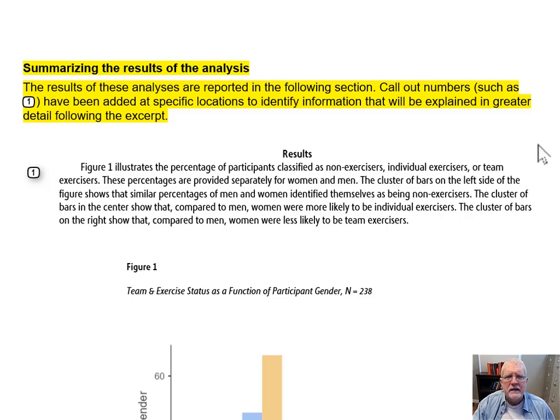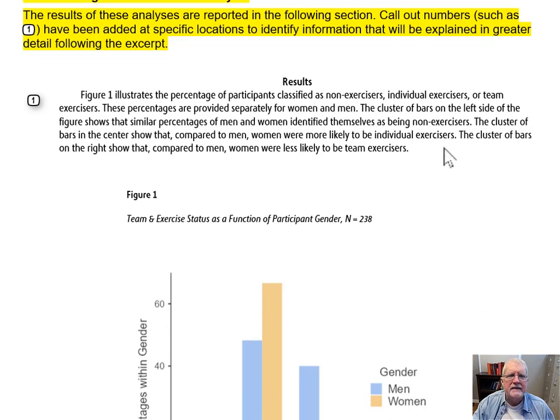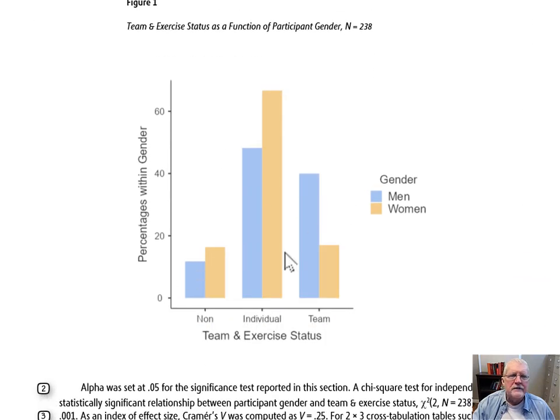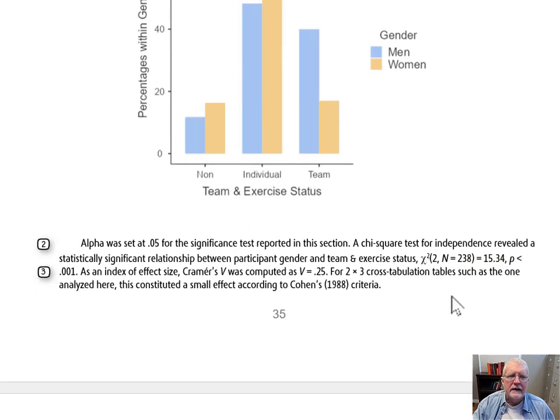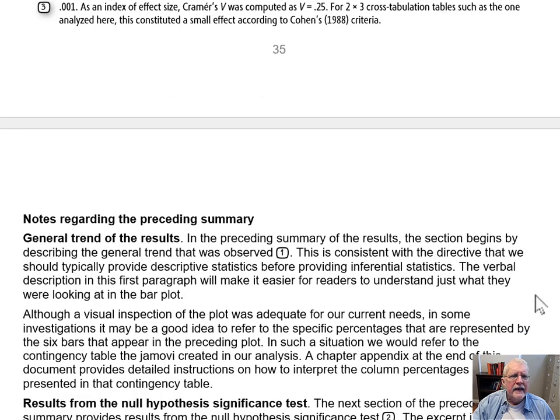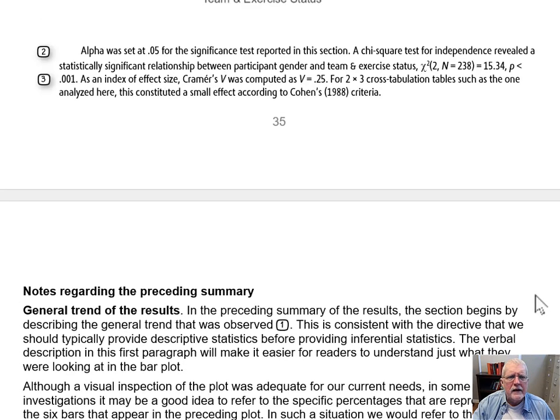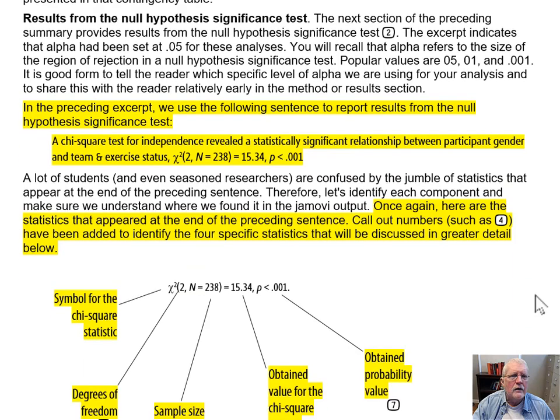So here is my sample write-up for the chi-square test. Begin with describing what was done. Present a figure that reports percentages within gender. This paragraph gives us results from the null hypothesis significance test, as well as the index of effect size. Let's continue. I'm on page 36 now.